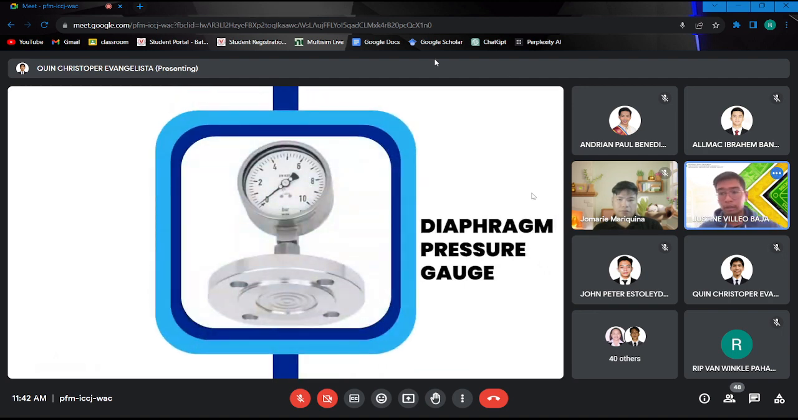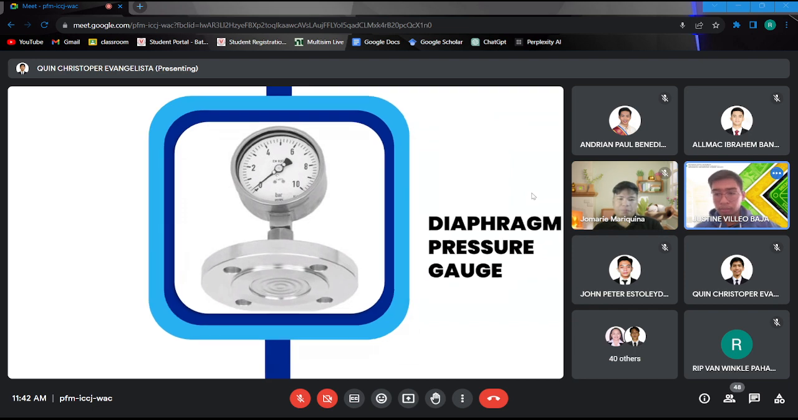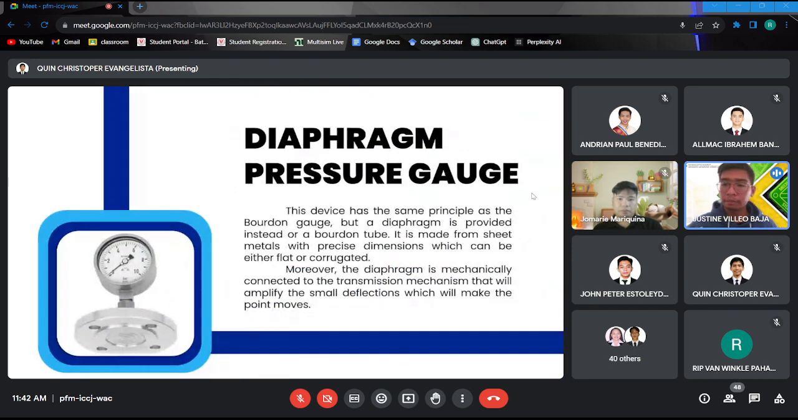Next, mechanical gauge po, yung type is diaphragm pressure gauge. Next slide. So, diaphragm pressure gauge, this device has the same principle as Bourdon gauge, but a diaphragm is provided instead of a Bourdon tube. It is made from sheet metals with precise dimension, which can be either flat or corrugated. Moreover, the diaphragm is mechanically connected to the transmission mechanism that will amplify the small deflection, which will make the pointer move.